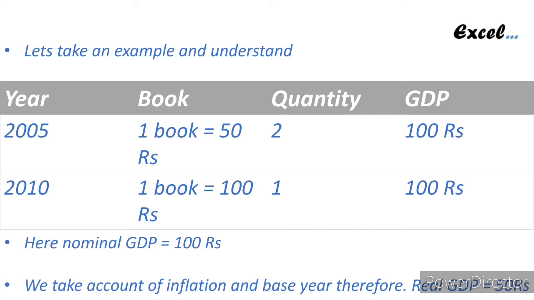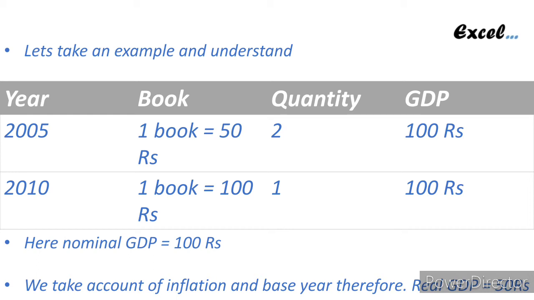In 2005, the quantity of books was 2 and the price was 50 rupees for 1 book. Then GDP comes to 100 rupees. In 2010, the quantity is 1 book and the price is 100 rupees for 1 book. The GDP comes to 100 rupees. Now when we look at GDP, it is the same for 2005 and 2010, but there is surely a difference.